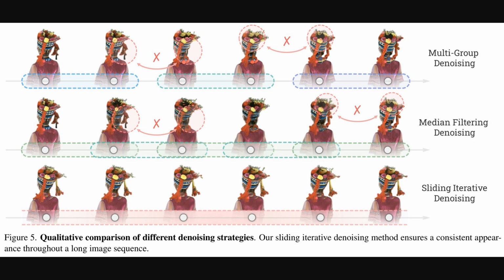And to really drive home the importance of their denoising method, this figure gives a great qualitative comparison. Here we see 3 different strategies tested on a long image sequence. The top 2 methods, multigroup denoising and median filtering denoising, show clear inconsistencies. You can see parts of the person's headdress flickering in and out of existence. But the bottom row, which uses their sliding iterative denoising, is perfectly stable. This visual evidence really highlights how crucial that specific process is for maintaining temporal consistency and creating a high-quality final video.